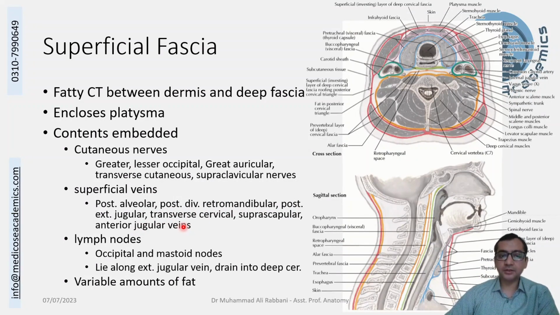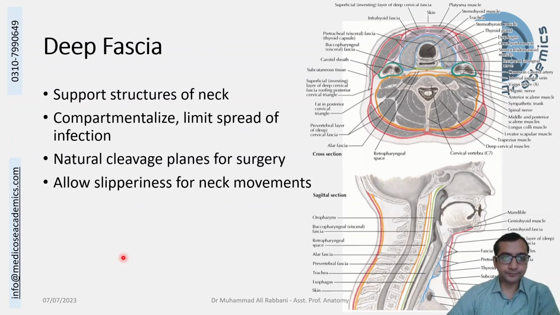Lymph nodes, just go through the names right now. Again, this is the topic of tomorrow's lecture. It contains the occipital and mastoid nodes in the tip of the posterior triangle, which we will go through today. And then there is an amount of fat. Deep fascia. Everything beneath this is the deep fascia.